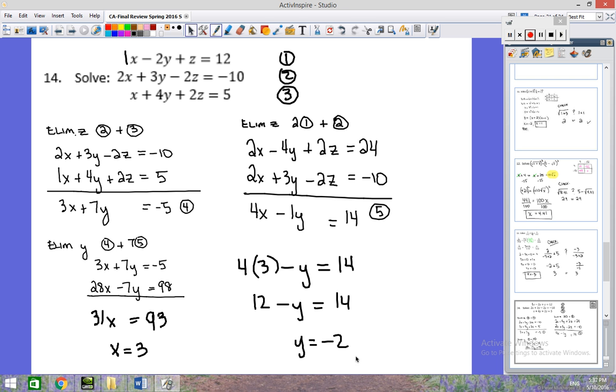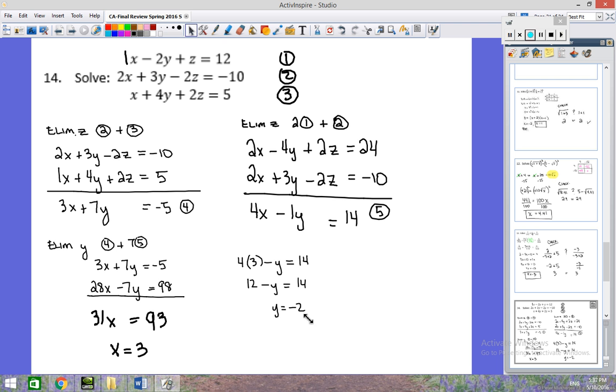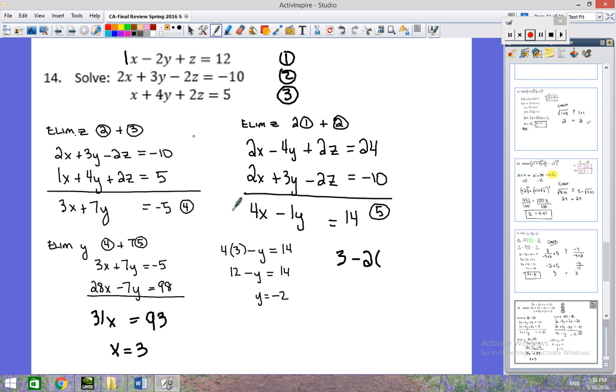Alright, now we have x and y, and we need z. So we have to come back to one of the original equations, because that's the only ones that had x, y, and z. I can pick any of the ones I want for z. Since this has a coefficient of 1, I'm going to pick equation 1. So, let's do it over here. We knew that x was 3. We determined that y was -2. And z we don't know, we're trying to figure out. So, that negative times negative is positive, and 3 plus 4 is 7. And if we subtract 7 from each side, we get that z is equal to 5.